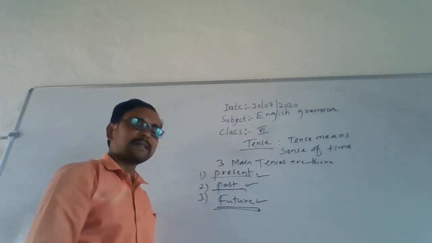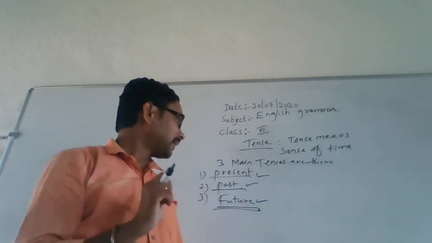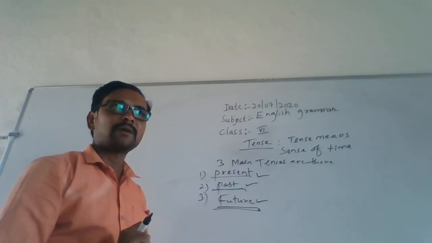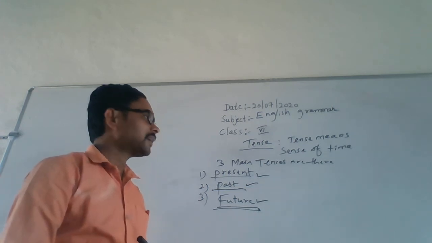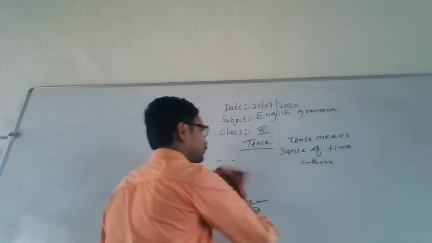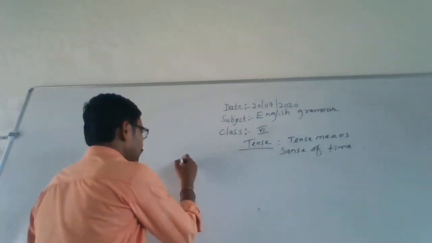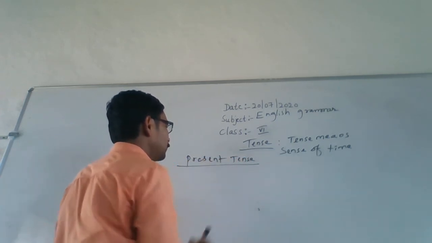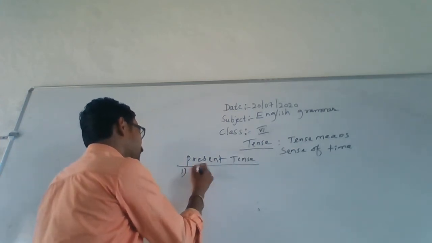Each main tense has four sub tenses. Do you know the sub tenses? Let us see what are the sub tenses in each main tense. First is present tense. It is a main tense. It has four sub tenses. Let's see what those are.